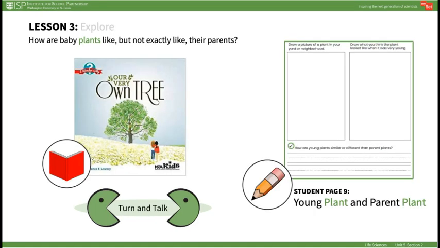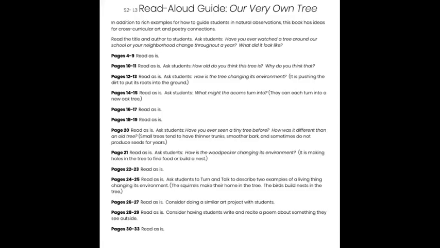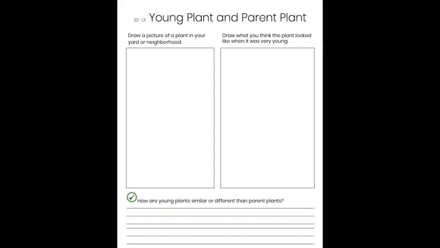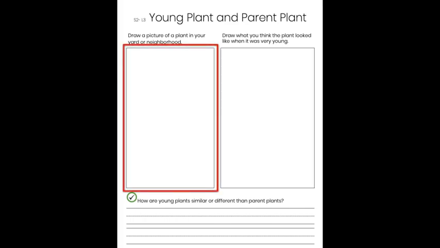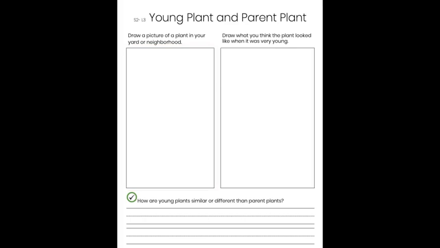In the Explore, read aloud the book Our Very Own Tree by Lawrence Lowry. A read-aloud guide for this book is available on Teacher Page 4. After reading, provide students with Student Journal Page 9, Young Plant and Parent Plant, asking students to draw a picture of a plant in their yard or neighborhood in the left column here. Then, drawing what they think the plant looked like when it was young or when it was a baby.